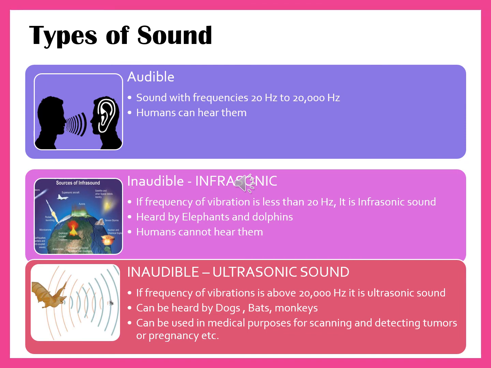But some animals can hear sounds of frequencies higher than 20,000 hertz. Dogs have the ability. You have seen that the police use those dogs which can hear sounds humans cannot hear. Then the whales, the dolphins, the bats, and some species of monkeys can hear those ultrasonic sounds.